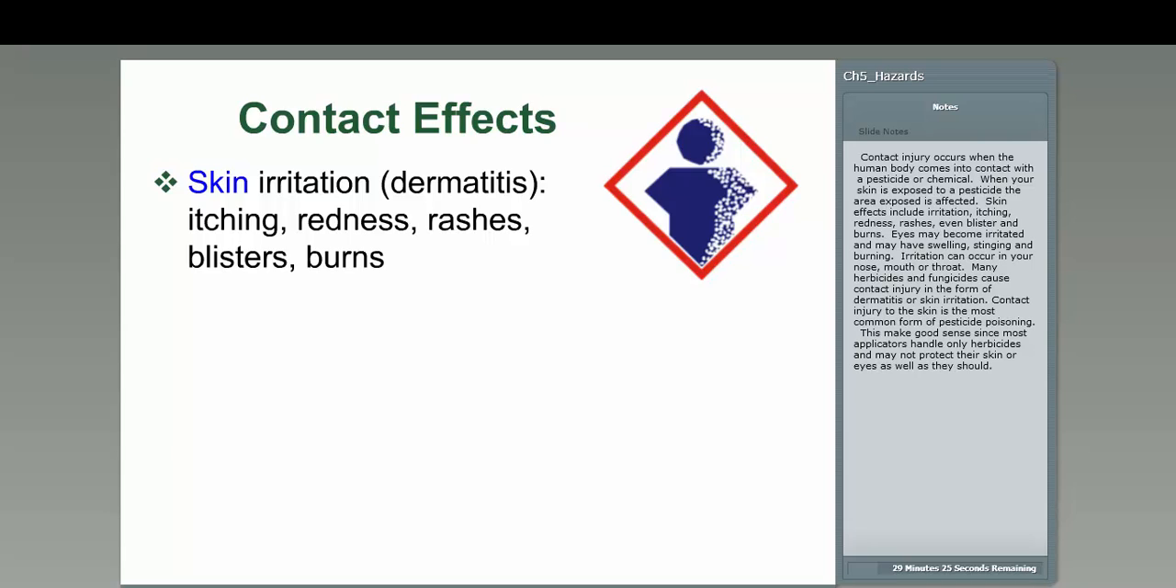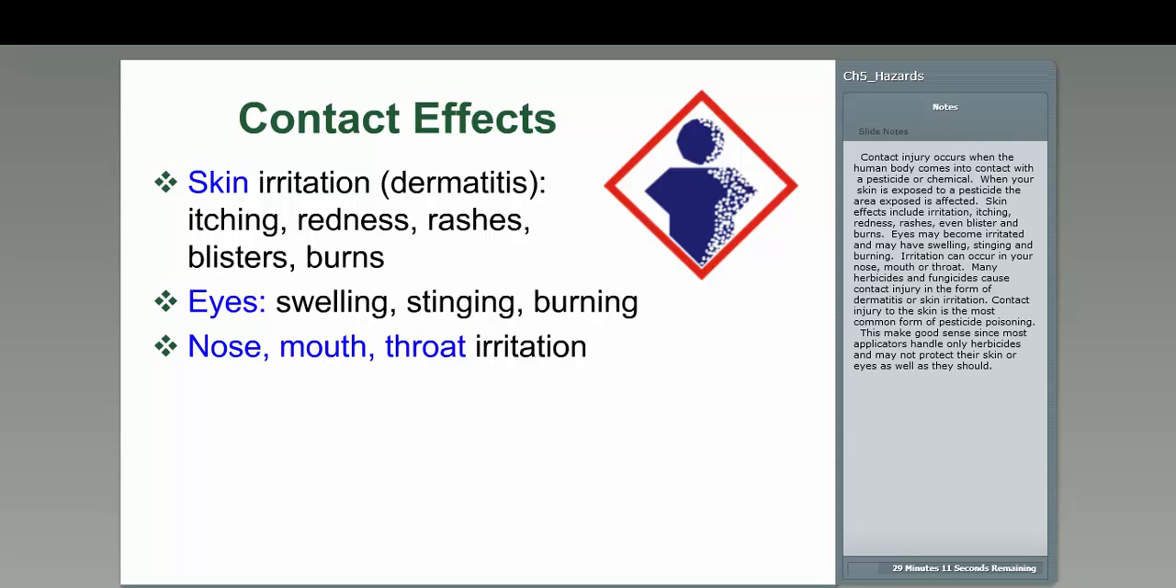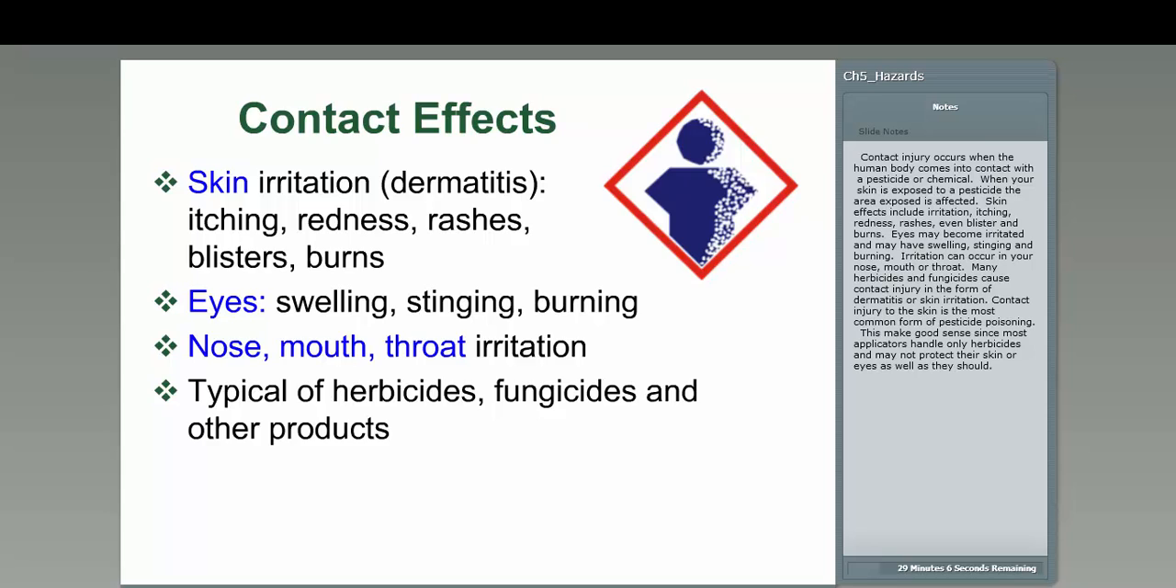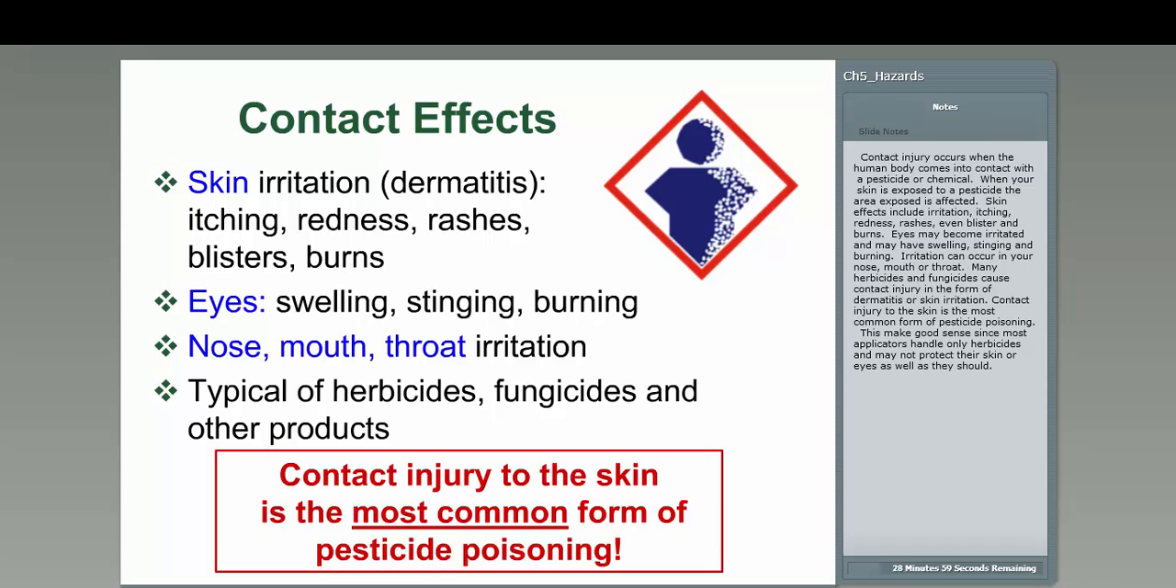Skin effects include irritation, itching, redness, rashes, even blisters and burns. Eyes may become irritated and may have swelling, stinging, and burning. Irritation can occur in your nose, mouth, or throat. Many herbicides and fungicides cause contact injury in the form of dermatitis or skin irritation. Contact injury to the skin is the most common form of pesticide poisoning. This makes good sense since most applicators handle only herbicides and may not protect their skin or eyes as well as they should.